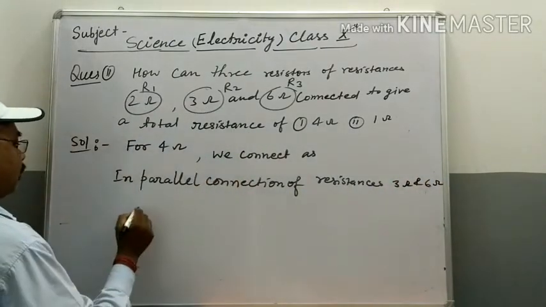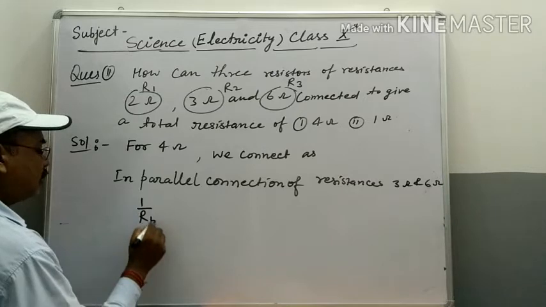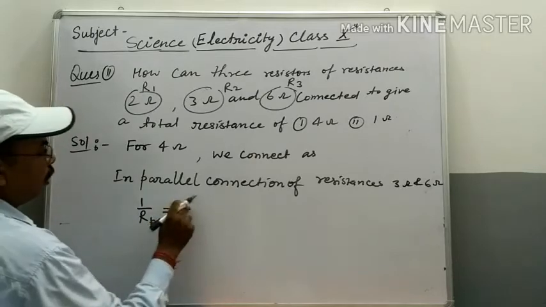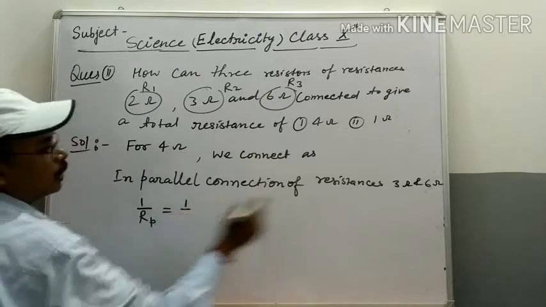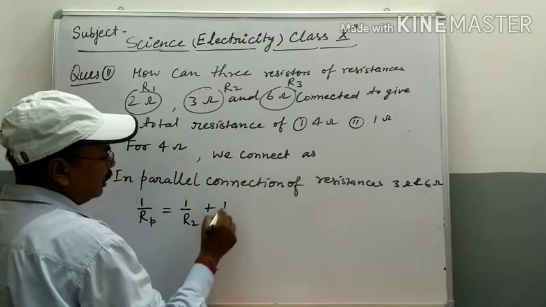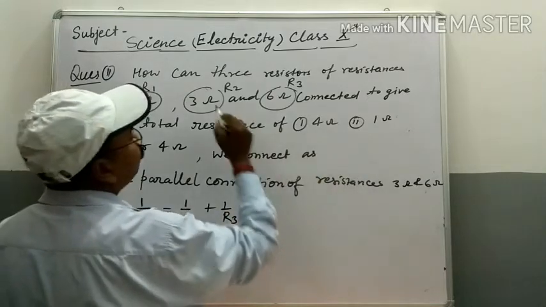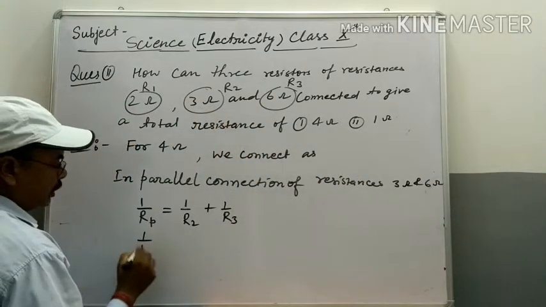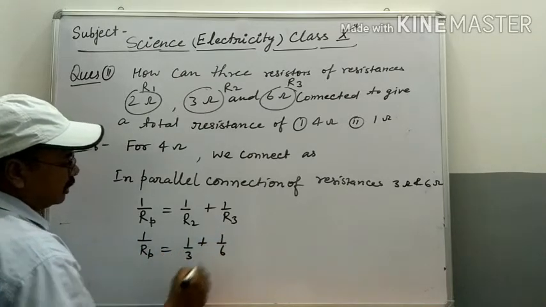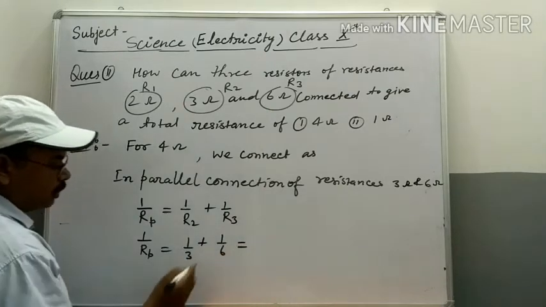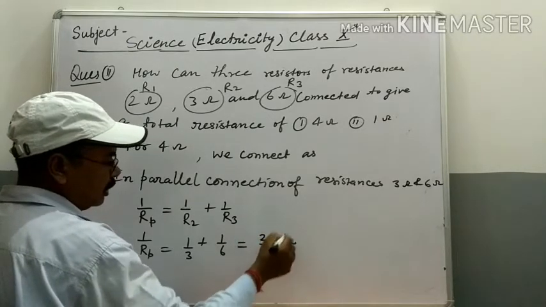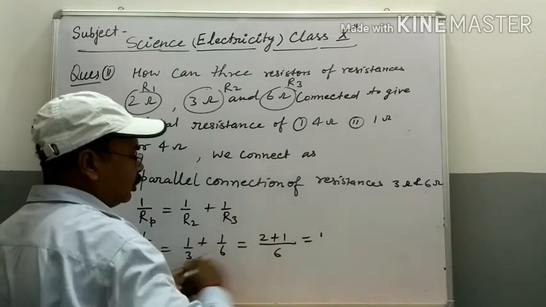Students, the parallel formula: 1 upon Rp, where P stands for parallel, equals 1 upon R2 plus 1 upon R3. The values of R2 and R3 are already given. 1 upon 3 and 1 upon 6. Students, we sum this fraction: 2 plus 1, that is equal to 3 upon 6.